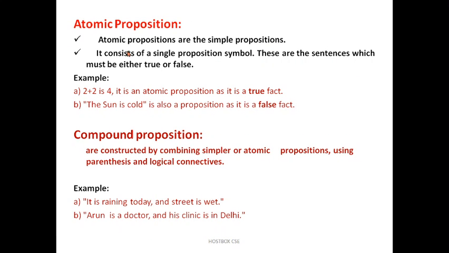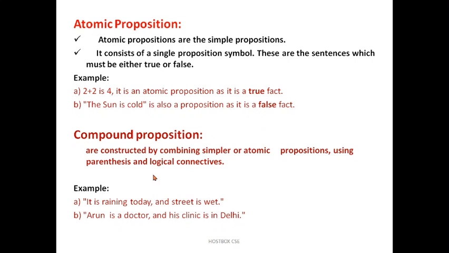Now let's go for the atomic proposition. What is an atomic proposition? These are simple propositions. It consists of a single proposition symbol, and these are sentences which must be either true or false. For example, 2 plus 2 is 4. This is an atomic proposition, and it is a true fact, as all of you know. Then, the sun is cold, it's wrong, you know. So it is also a proposition, as it is a false fact.